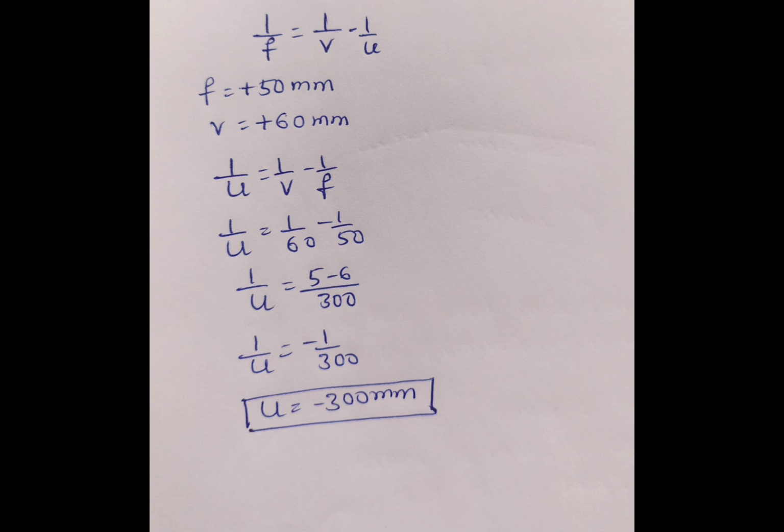LCM is 300. Then 1 by u is equal to 5 minus 6 divided by 300. 5 minus 6 is, oh sorry, minus 1. 1 by u is equal to minus 1 by 300. Then u value is minus 300 millimeter.